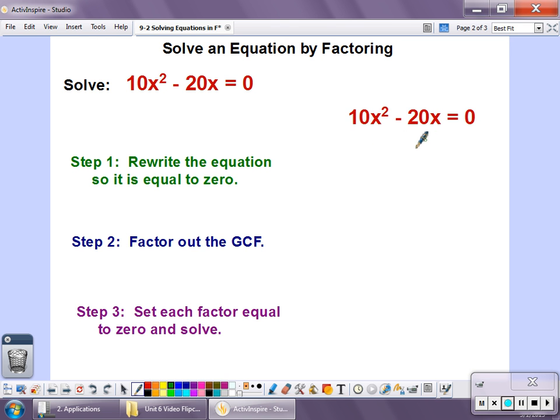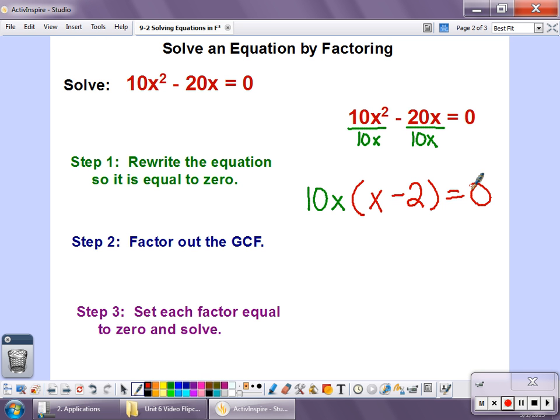Since I only have two terms, I can't use grouping, so I'm going to look at this and find my GCF. My GCF of both of these terms is 10x. So I'm going to divide 10x from both of these terms to figure out what I get in my parentheses. 10x squared divided by 10x is going to leave me with x. Negative 20x divided by 10x will leave me with negative 2.